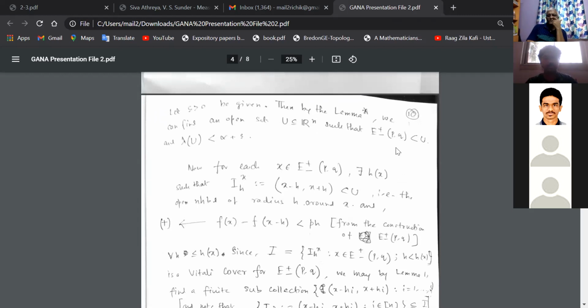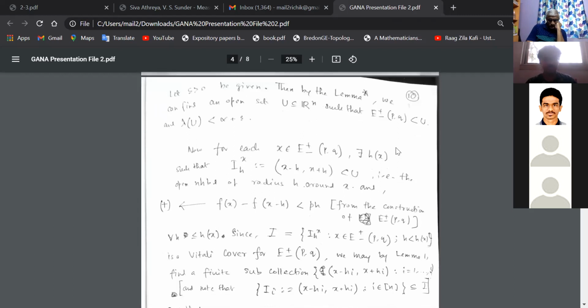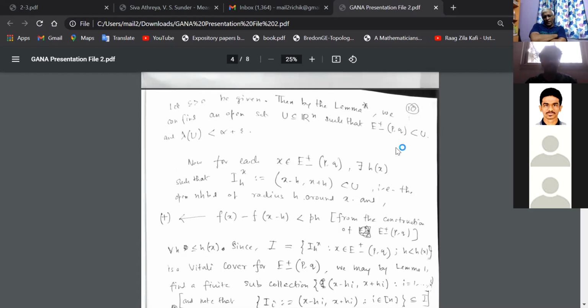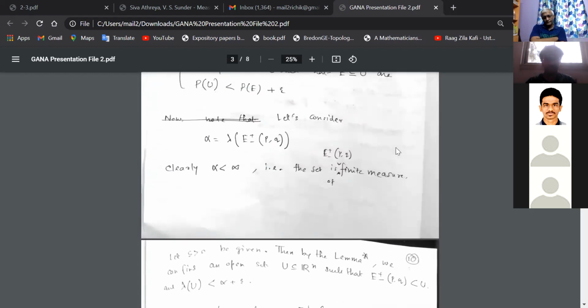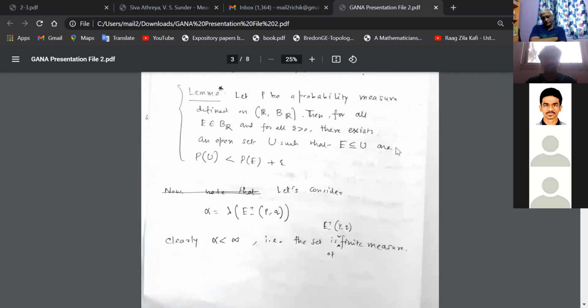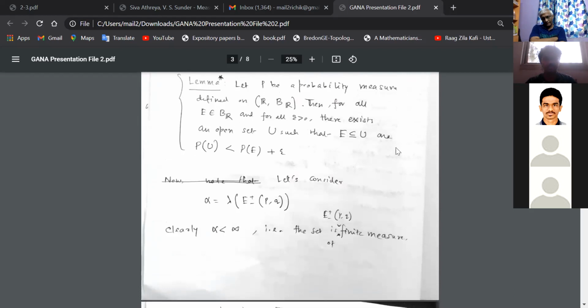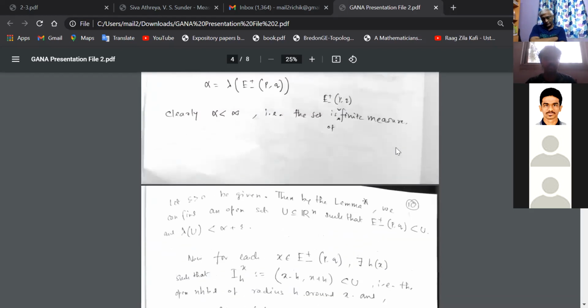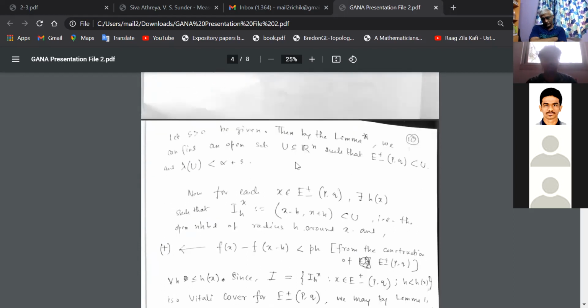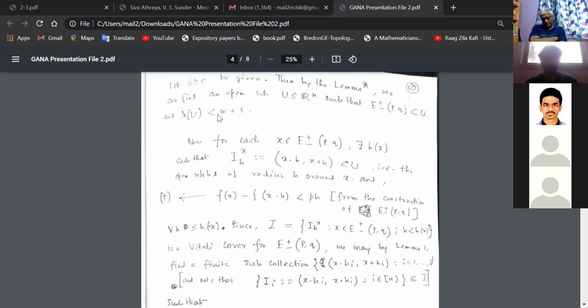Now let epsilon greater than 0 be given. By lemma star, we can find an open set U in R, which we can actually restrict to U subset of R, such that E plus minus of PQ is contained in U, and lambda of U is less than alpha plus epsilon. Because it says that E is contained inside U and P of U is less than P of E plus epsilon. So here E is E plus minus PQ, this set, and U is the open set we are considering. As lambda of E plus minus PQ is alpha, this is less than alpha plus epsilon.